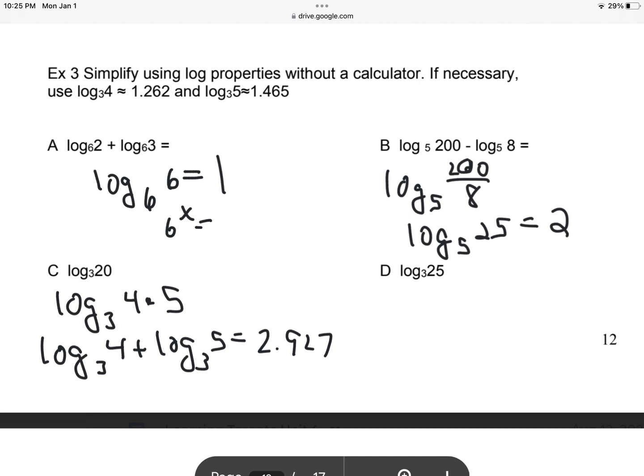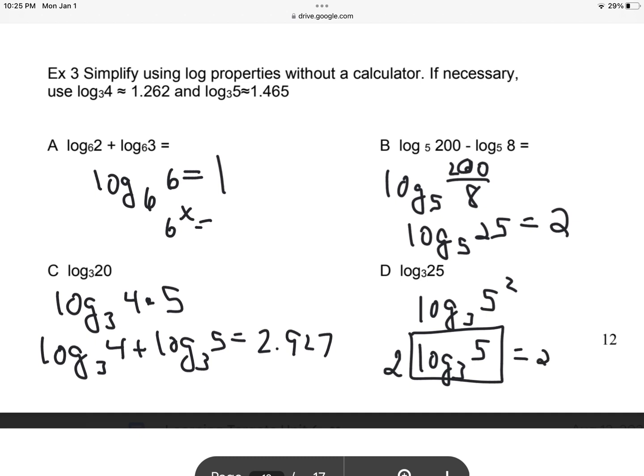All right, and then the last one, 3 to what power is 25? That's not one I can do in my head either, but I could rewrite this as 5 squared, and then that would allow me to put that 2 down in front. So basically what I need to do is take the log of 5 base 3, which I know is 1.465, and just double it. So that's going to be about 2.93.